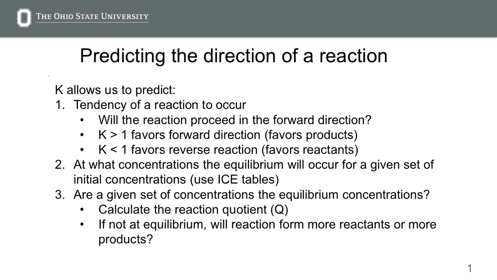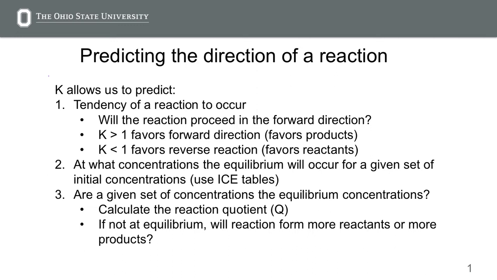So we've been talking about calculating equilibrium constant K, and that can help us figure out a number of different things. What the equilibrium constant K allows us to do is figure out the tendency for a reaction to occur. If we have a large value of K, that means that it's going to be a product-favored reaction. Recall that.